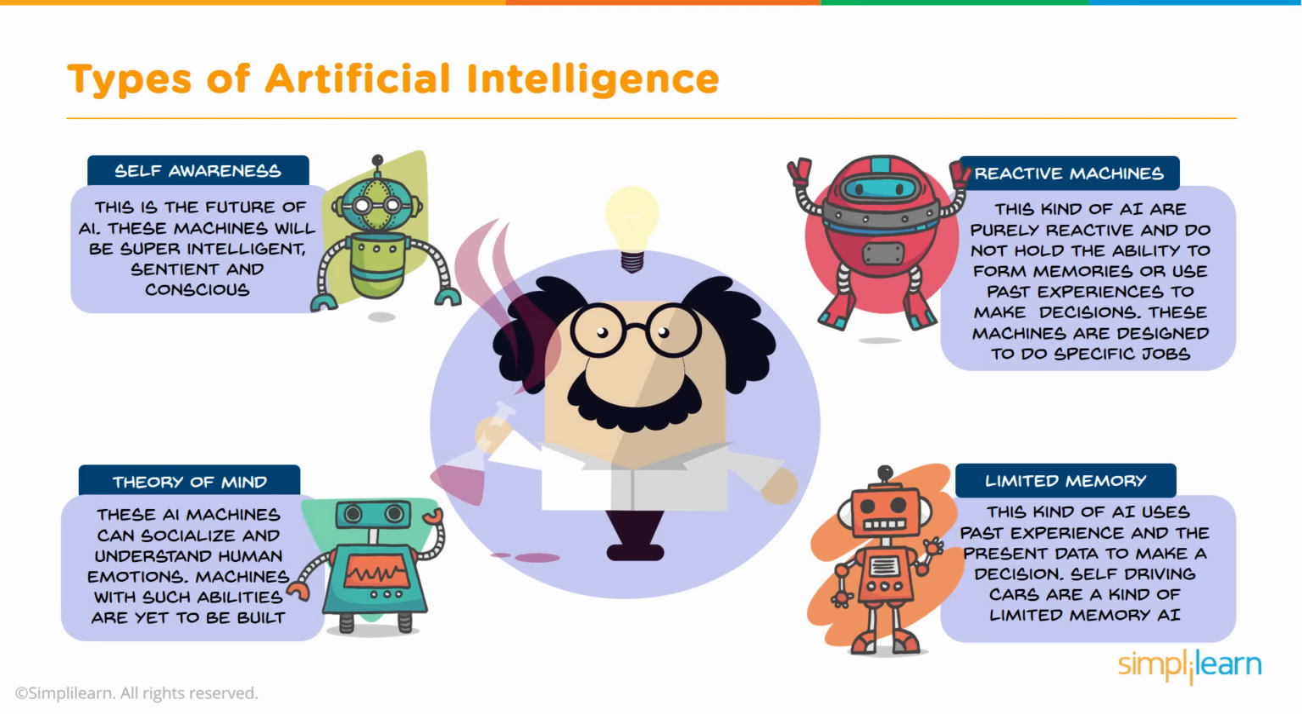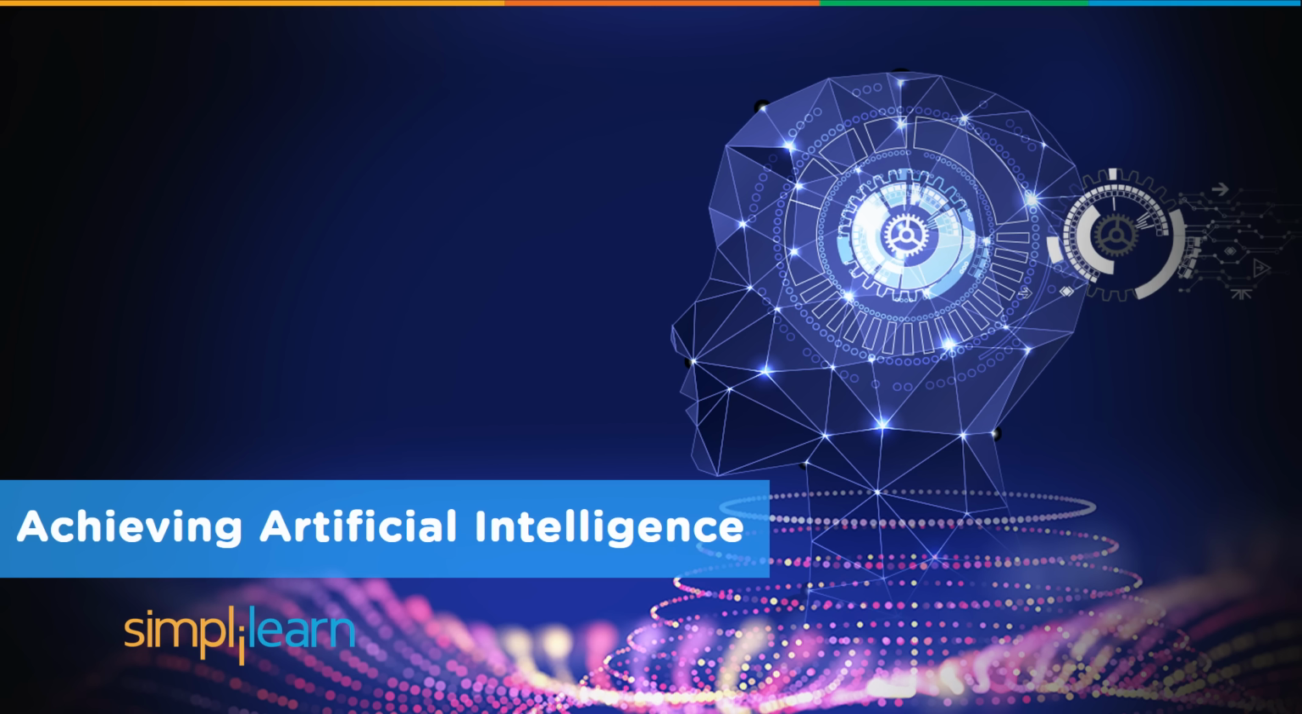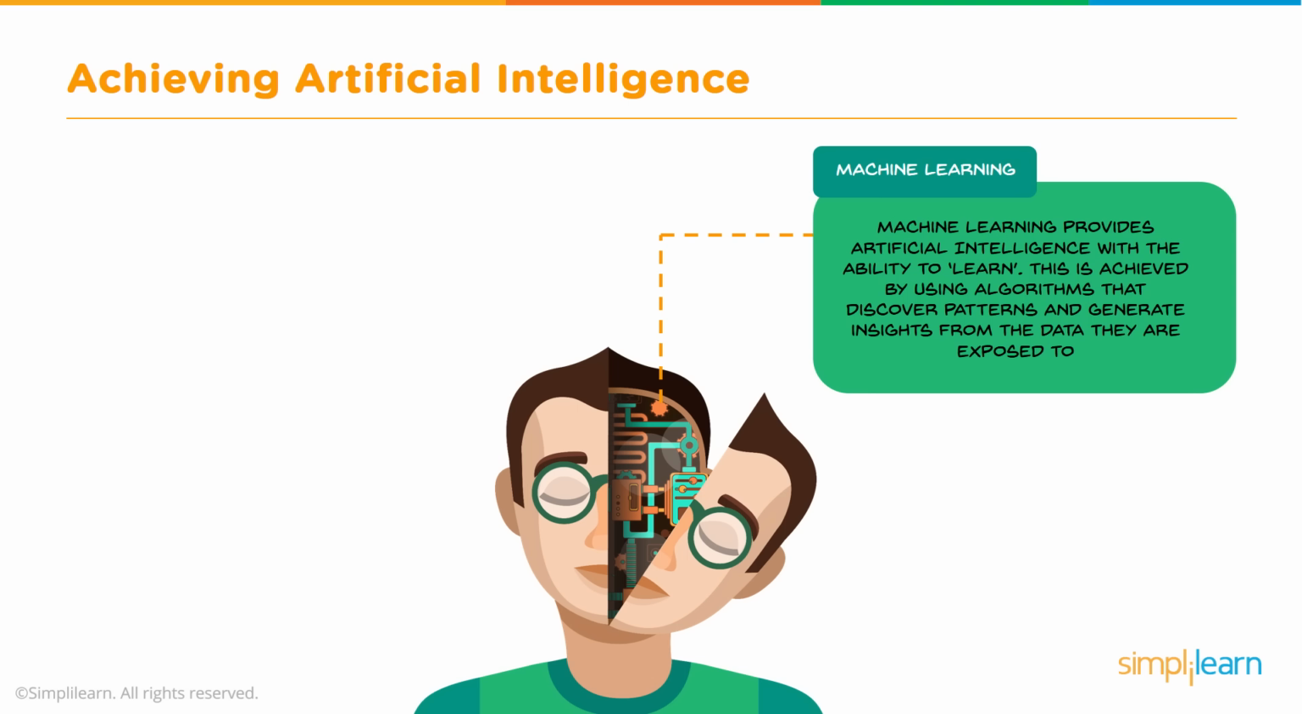So they'll be able to react very much like a human being, although they'll have their own flavor, I'm sure. Achieving artificial intelligence. So how in today's world right now are we going to achieve artificial intelligence? Well, the main arena right now is machine learning. Machine learning provides artificial intelligence with the ability to learn. This is achieved by using algorithms to discover patterns and generate insights from the data they are exposed to.